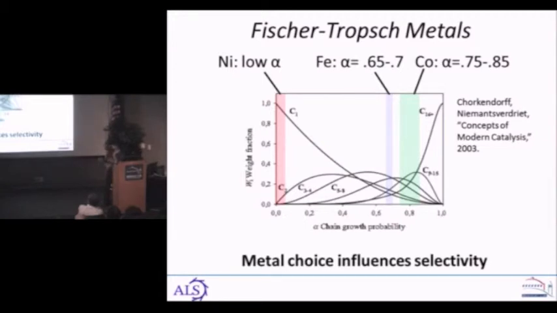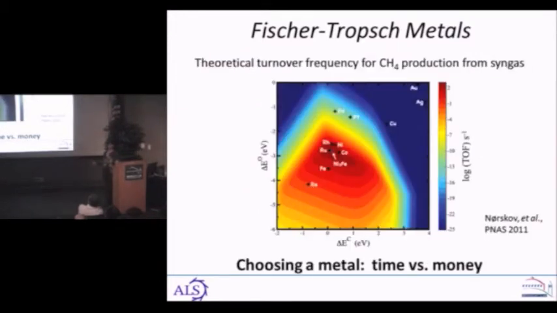So the choice of metal helps affect the selectivity of the reaction, but also it is a trade-off between the longevity of the catalyst and the activity. So this is a theoretical volcano plot that was calculated by the Norskov group, and it shows the activity of different Fischer-Tropsch metals.